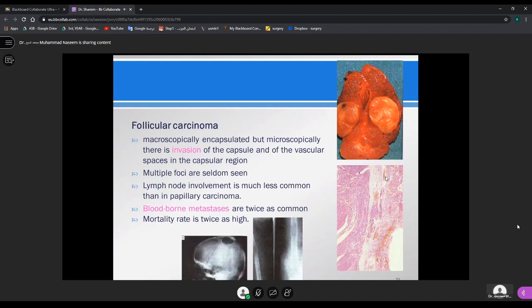See, metastasis in bone shows as osteolytic lesions. You see black areas within the white skeleton, which show lysis within the skeleton.